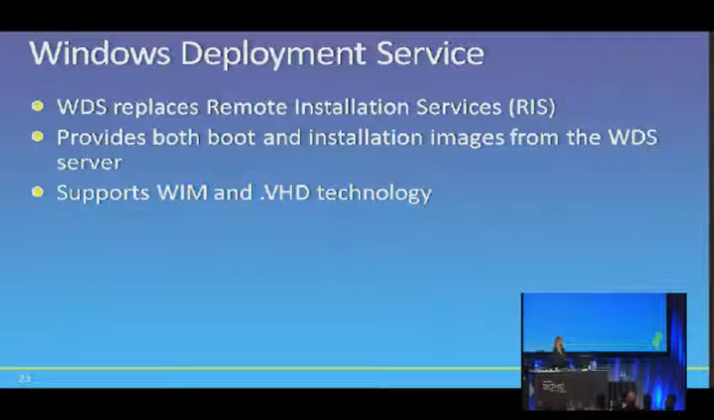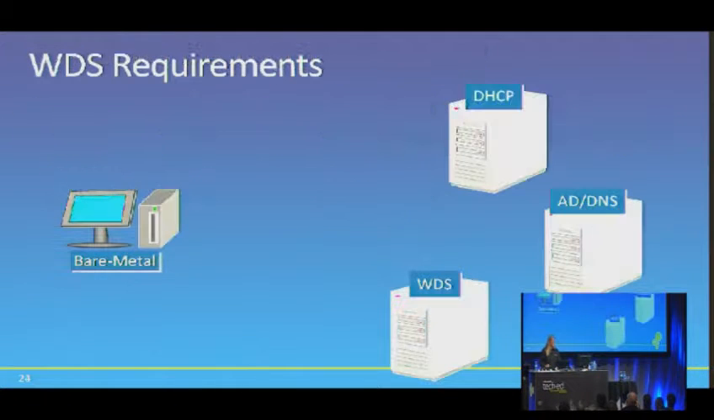WDS here replaces RIS. Everybody's familiar with that. It provides both boot and operating system images, and it supports both WIM and VHD files. MDT only supports deploying WIM files right now. I'm not sure if VHDs are going to be something that happens soon, but VHD files in WDS isn't pretty. I'm going to show you what you have to do to add one of those.